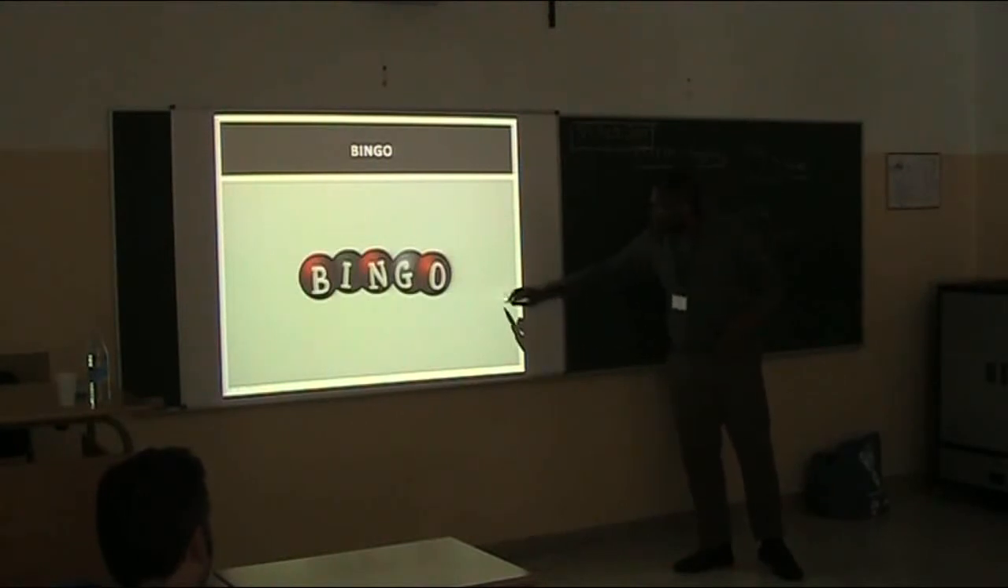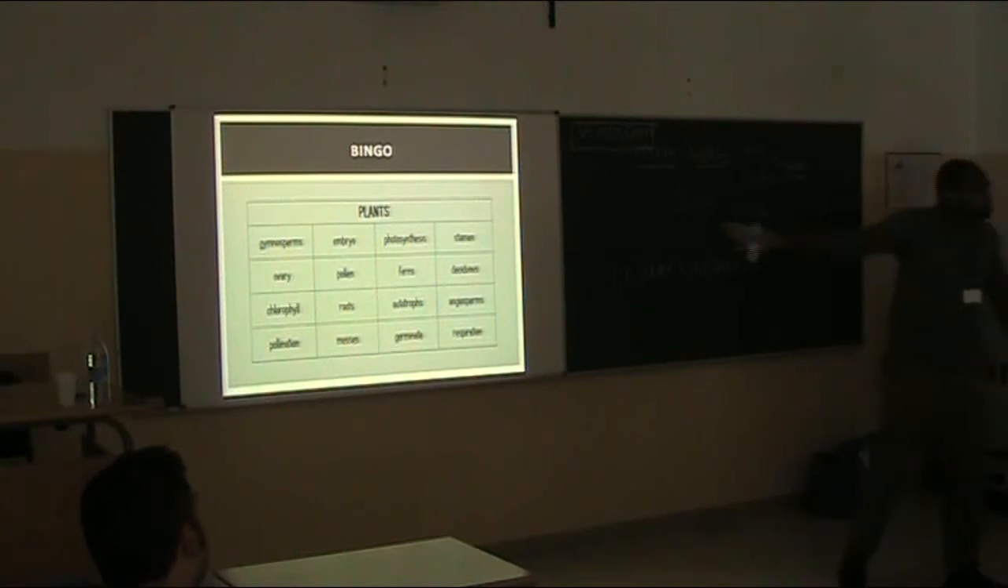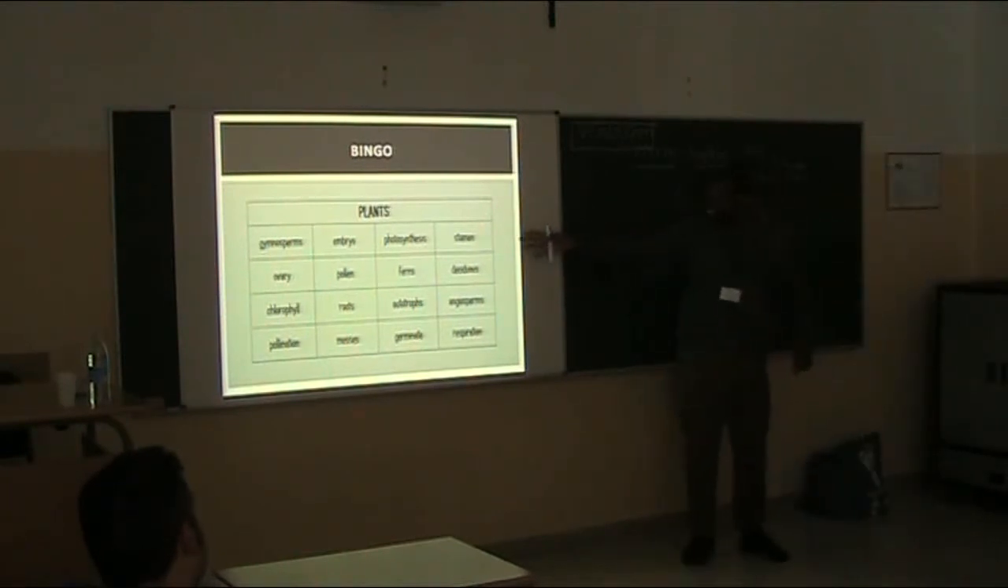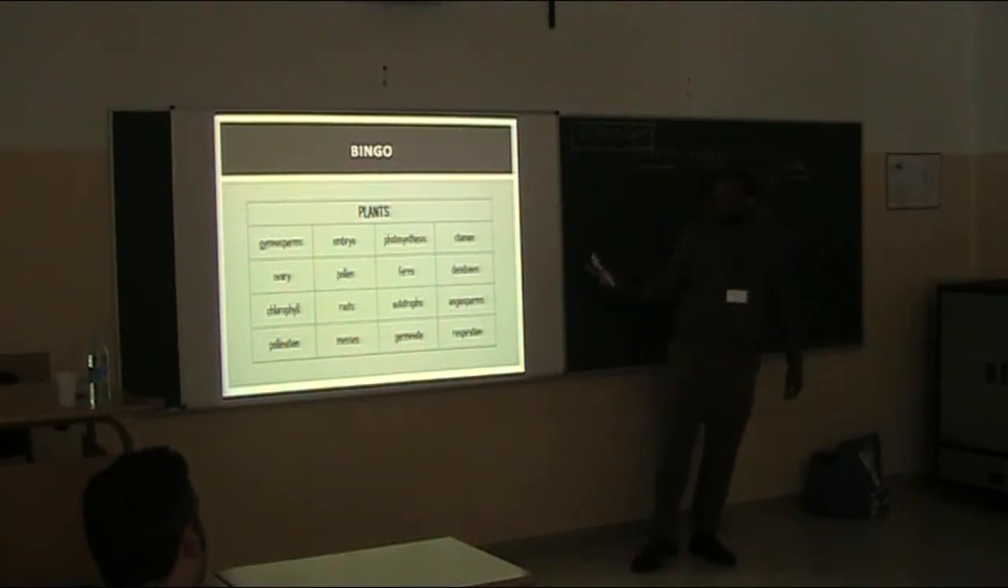Okay, this one, bingo. You're talking about something that you want to review. We're going to review plants. I just got through teaching plants. So I can say, okay, we have gymnosperms, embryo, photosynthesis, stamen, ovary. We have all of the words.